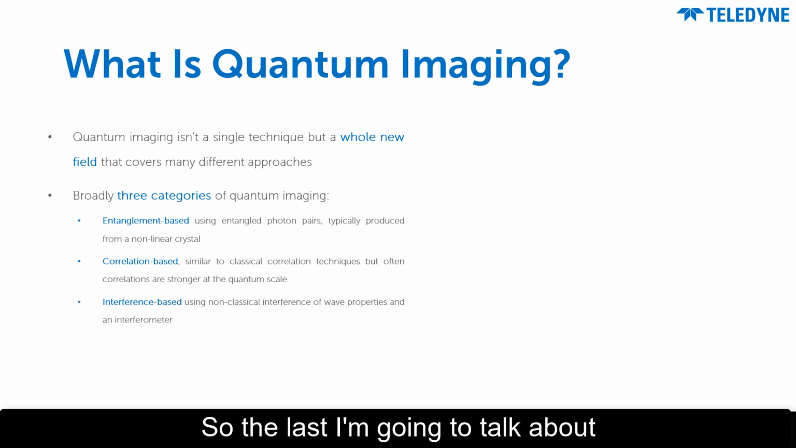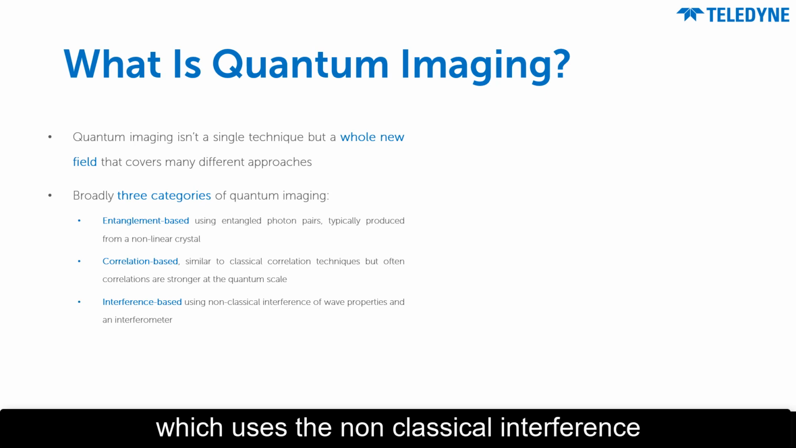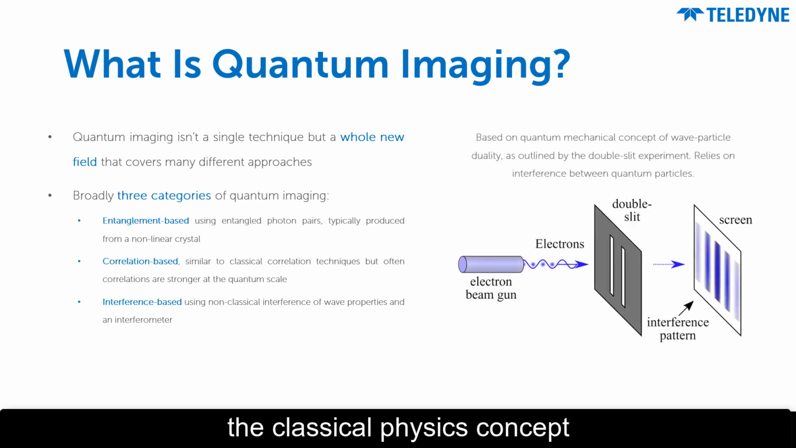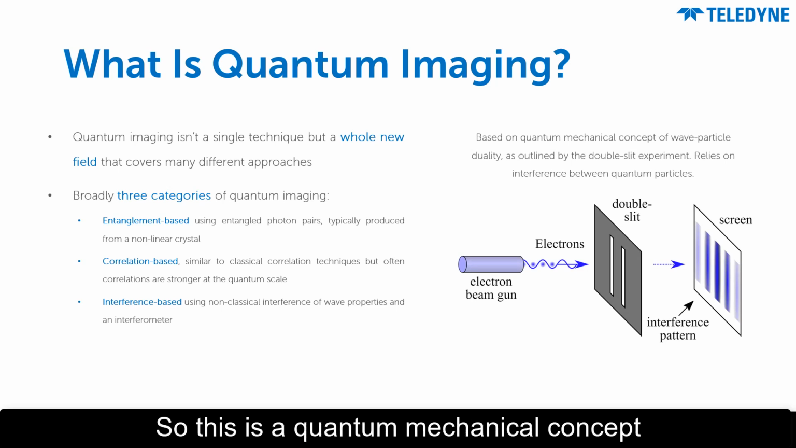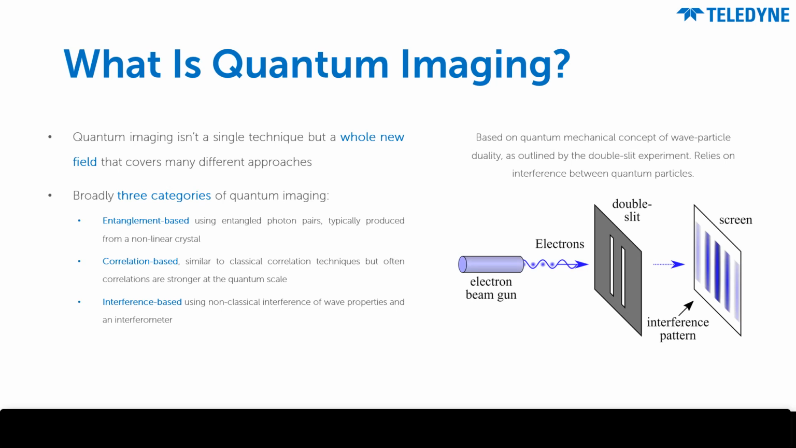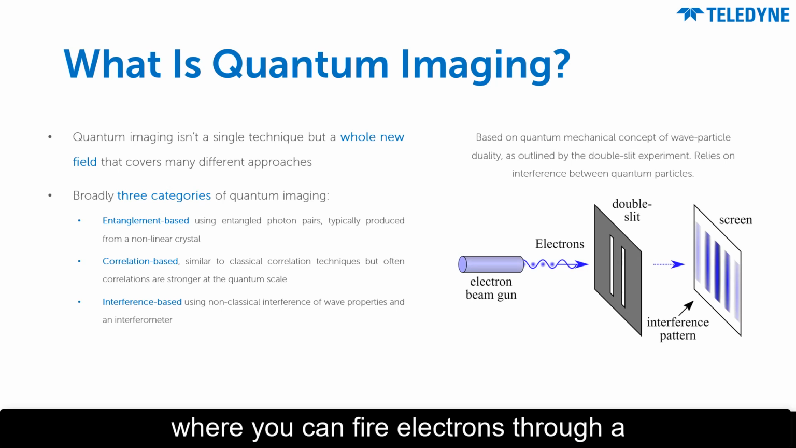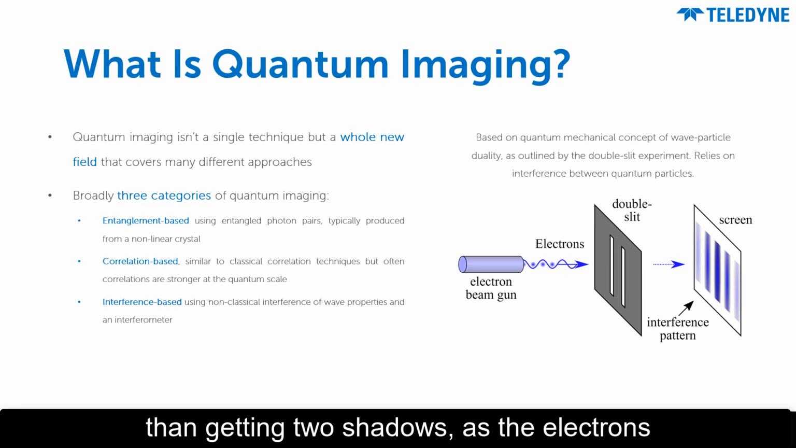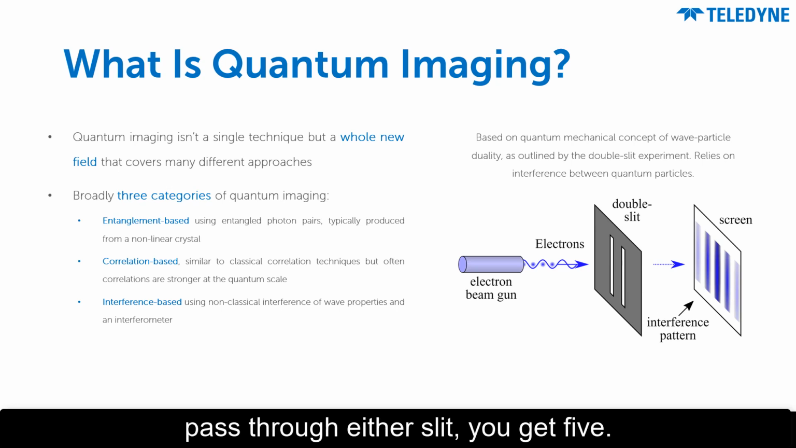So the last I'm going to talk about is interference-based quantum imaging, which uses the non-classical interference of wave properties and an interferometer. This kind of thing is based on the classical physics concept of wave-particle duality. So this is a quantum mechanical concept where you can fire electrons through a double slit, and on the other side, rather than getting two shadows as the electrons pass through either slit, you get 5.